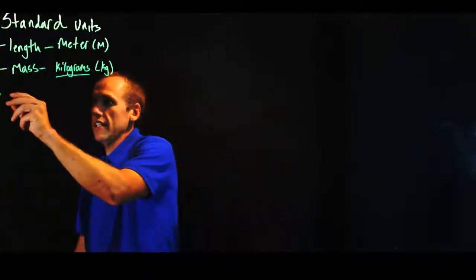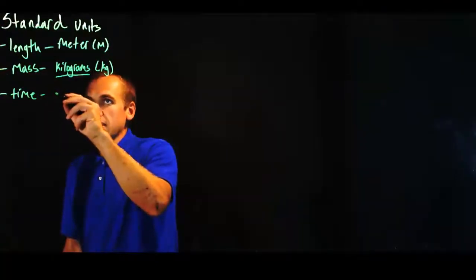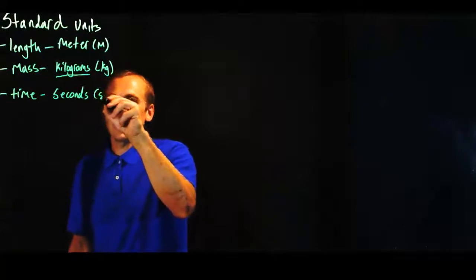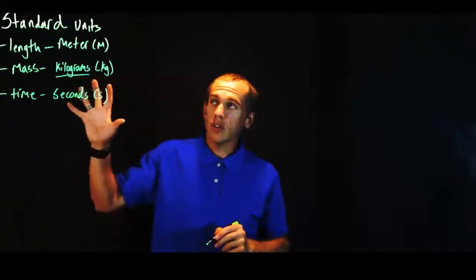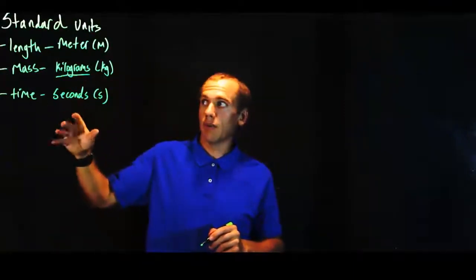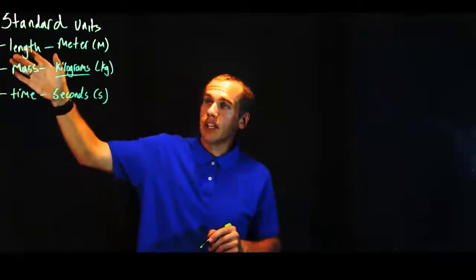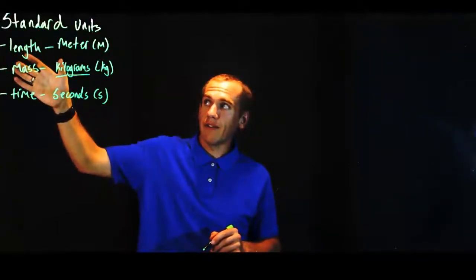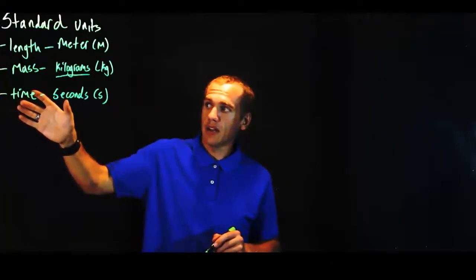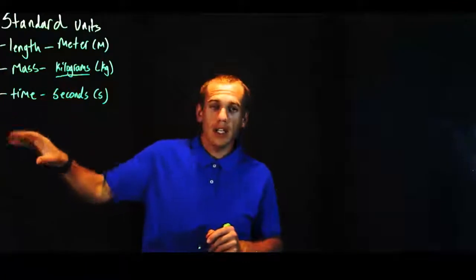And then finally, we have time. Time is measured in seconds, and seconds gets abbreviated with a lowercase s. Now, those are our standard units. They're called standards because they're all based off of a standard somewhere. Mass is based off of a hunk of platinum. Length is based off of how far light travels in a given amount of time. And time is based off of the energy or radiation emitted from a cesium atom. You can get into that if you'd like.